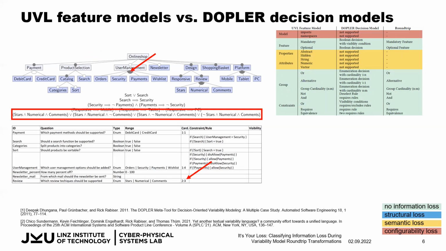And UVL allows the specification of 2 to 3 cardinality, so that is perfectly fine. We can transform everything to Doppler decision models and back.